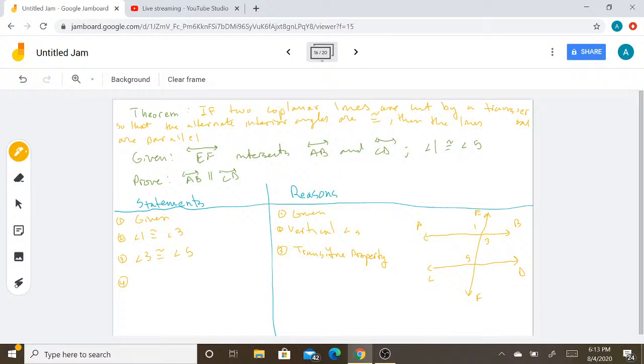And why is that significant? Because angles 3 and 5 are alternate interior angles. In this theorem here, we learned that if alternate interior angles are congruent, then the lines are parallel. So we can right now just state that line AB is parallel to line CD. This is because the alternate interior angles are congruent.